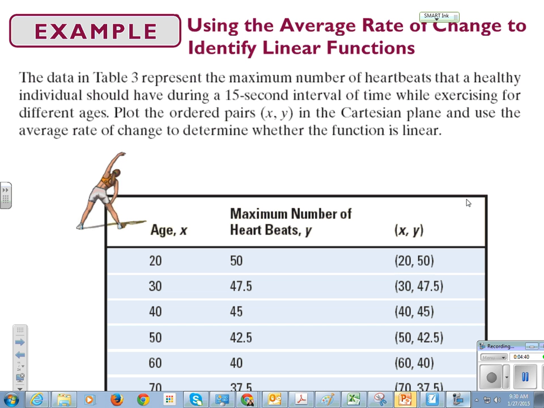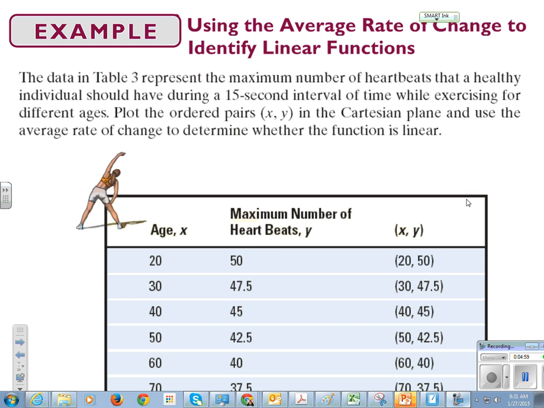All right, let's see another example. In data table 3, the data represents the maximum number of heartbeats that a healthy individual should have during a 15-second interval of time while exercising for different ages. Plot the ordered pairs and use the average rate of change to determine whether the function is linear.